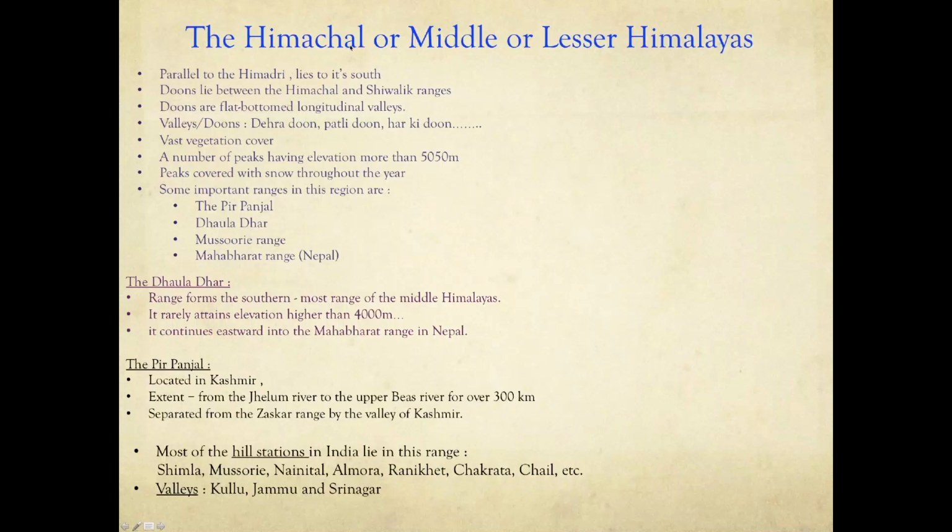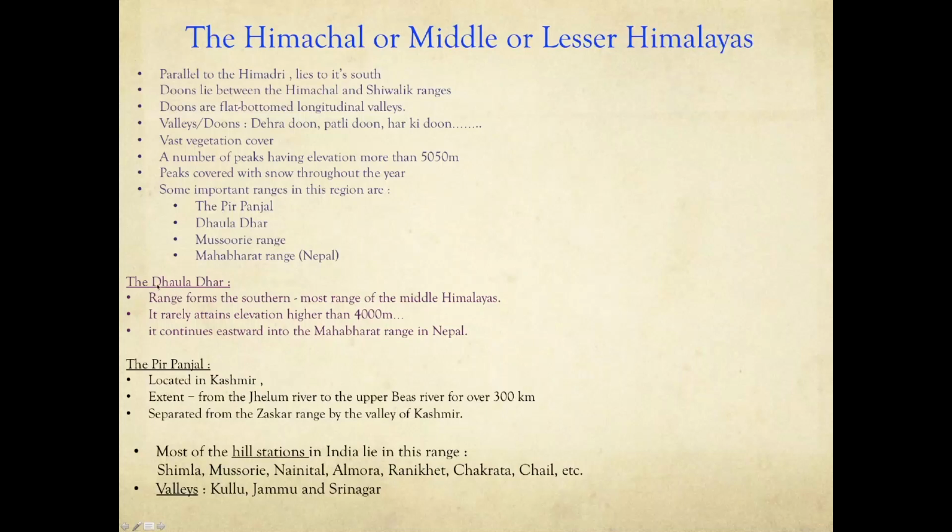This mountain range, the Himachal range, has vast vegetation cover. A number of peaks having elevation of more than 5050 meters are there, and the peaks are mostly covered with snow throughout the year. Some important ranges in this region are the Pir Panjal, Dhauladhar, Mussoorie Range, Mahabharat Range. Mahabharat Range lies in Nepal.